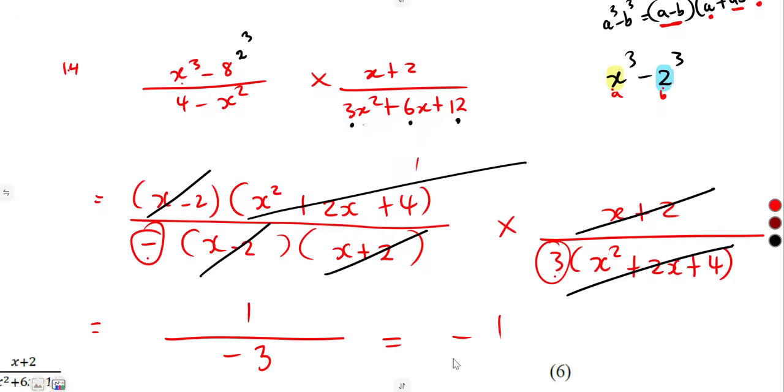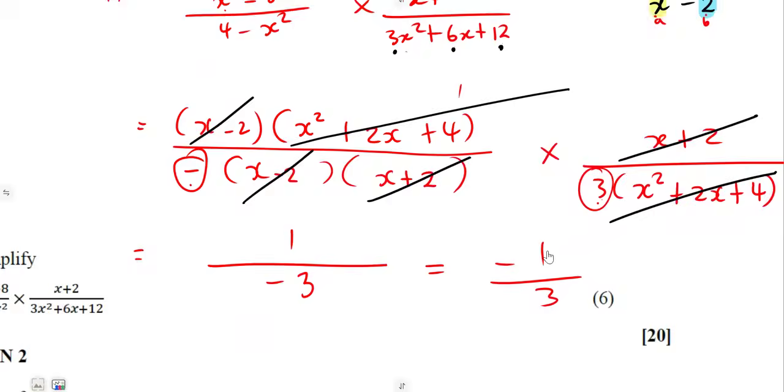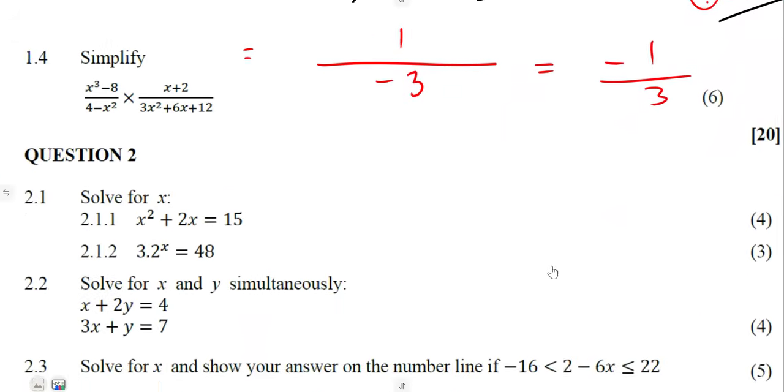So this is the same as minus 1 over 3. We can rewrite our negative in the numerator, or just in line with this division. It's just in line with the division. All right, so not a problem at all. That was our 1.4, the issue of factorization. You see, guys, 6 marks for that.